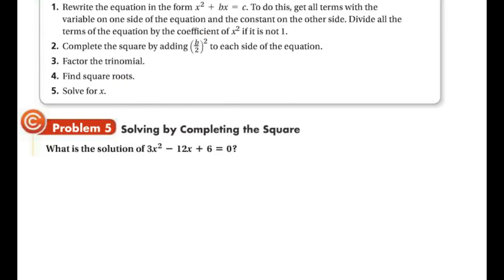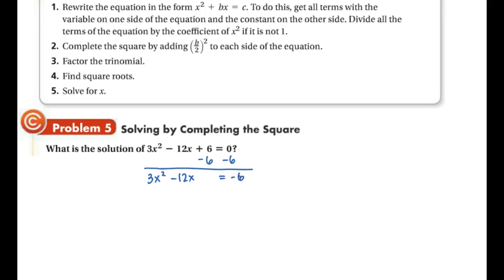In example 5, we're given the quadratic 3x squared minus 12x plus 6 equals 0. First thing we want to do is move over this c value of positive 6 by subtracting 6 from both sides. We always want to make sure that the c value is blank before doing anything else. So we get 3x squared minus 12x, leave a little blank space, equals negative 6.